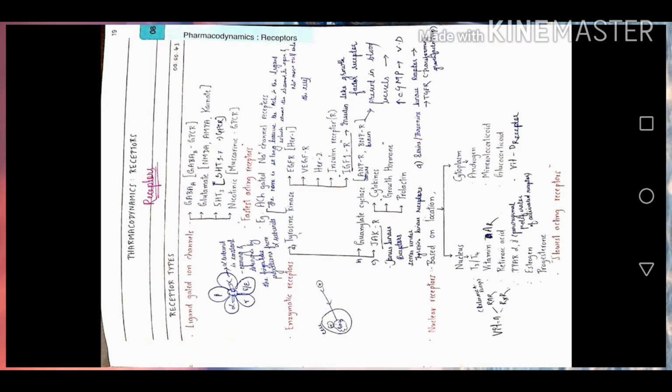First is ligand gated ion channels. The examples are GABA A receptor, glutamate receptors, 5-HT3 receptor, nicotinic receptor. Among the GABA receptors, GABA A is ligand gated, but GABA B is a GPCR receptor. This is the exception we have to remember. Glutamate includes the NMDA, AMPA, and kainate, and the serotonin receptor includes the 5-HT3. Exclude the 5-HT1 to 7. Those are the GPCR receptors.